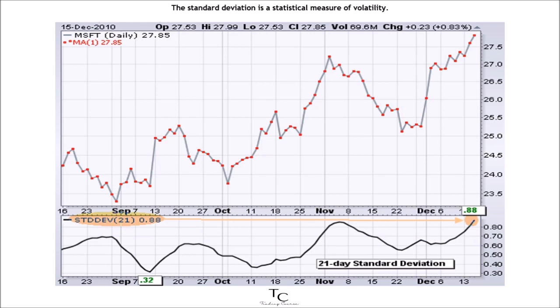The standard deviation is a statistical measure of volatility. These values provide chartists with an estimate for expected price movements. Price moves greater than the standard deviation show above-average strength or weakness.